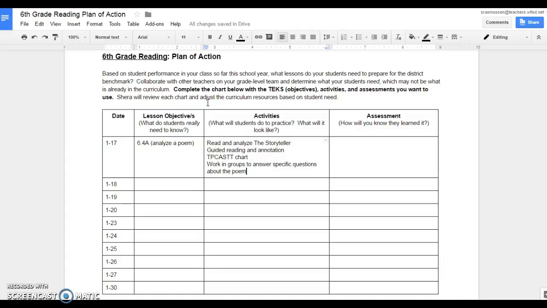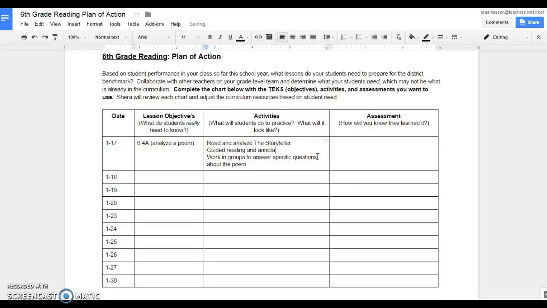Well, if I'm going to do that, I think I'm probably going to read it with them first. So I think we'll do a guided reading first. I don't think mine really need the TP-CAST chart. I changed my mind. So we're going to do a guided reading with some annotation and some discussion. So I'm going to say discussion here.